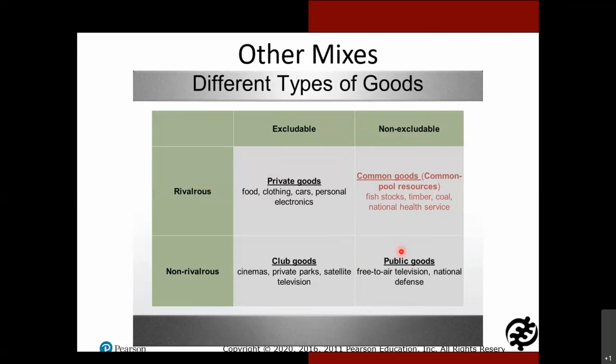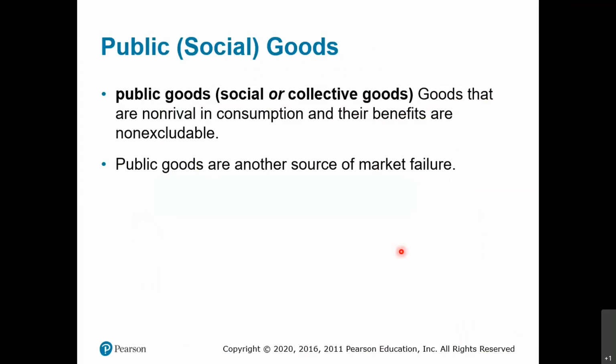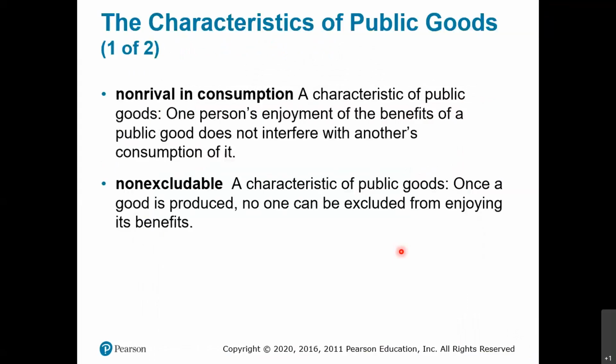So now I'm paying the cost for the entire service if I want it. I'm not just having to pay for my benefit. I've got to pay for the benefits for everybody. That's the problem with the public good. You tend to have a free rider problem. So they're non-rival in consumption and their benefits are non-excludable. Non-rival: if one person enjoys it, it doesn't interfere with another person doing it.